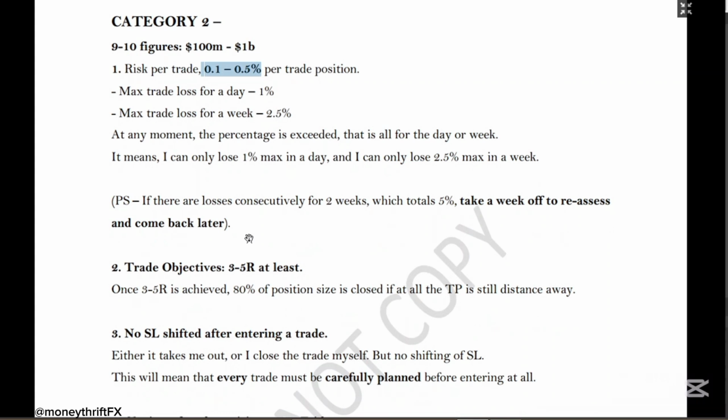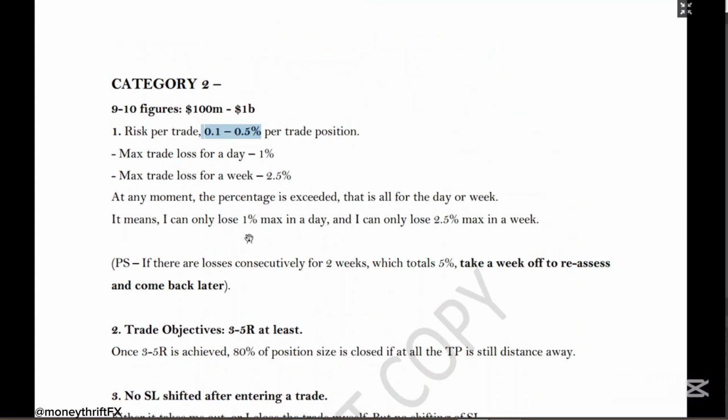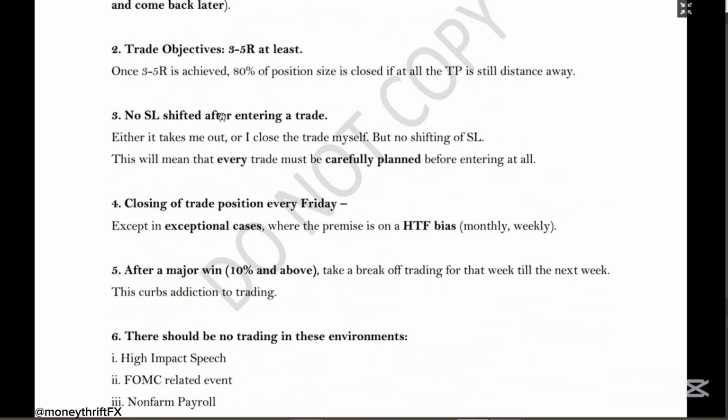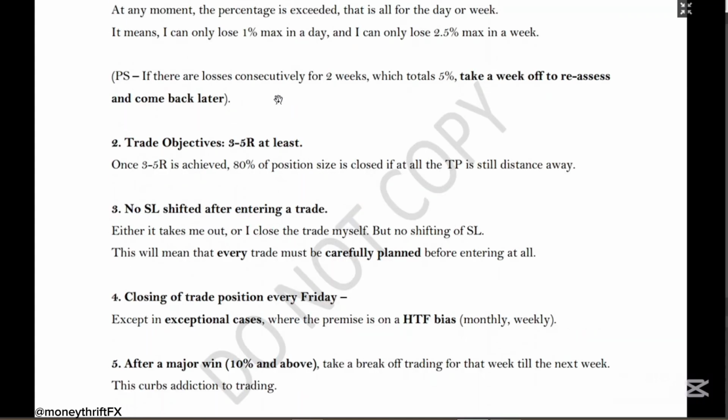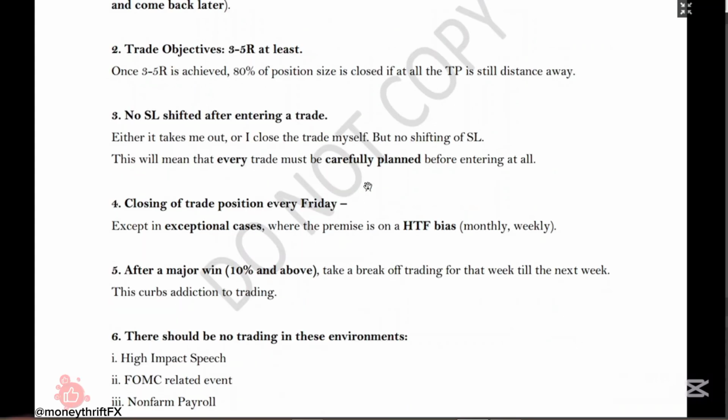So 0.1% risk on $100 million is going to be about $100,000 risk per trade position. What else is different here? If your losses are consecutive for 2 weeks, reaching 5%, take a week off to reassess the market and come back later.